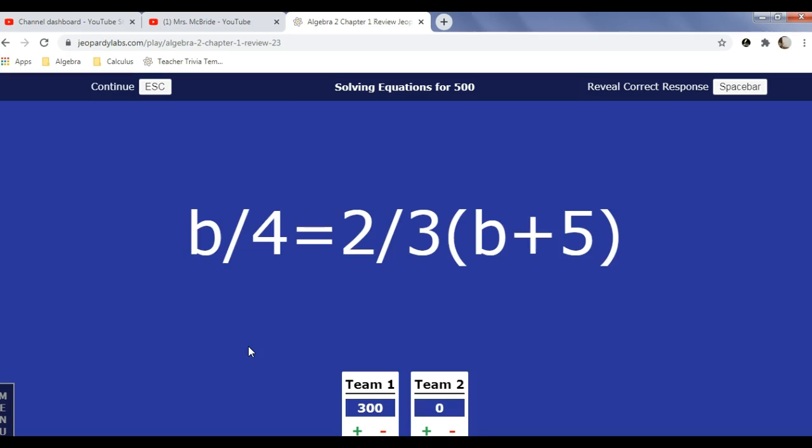I would get rid of the fraction by multiplying by its reciprocal to start. Other fraction, Bella. Colton, your b plus 5 needs to be in parentheses, or else you'll get it wrong.